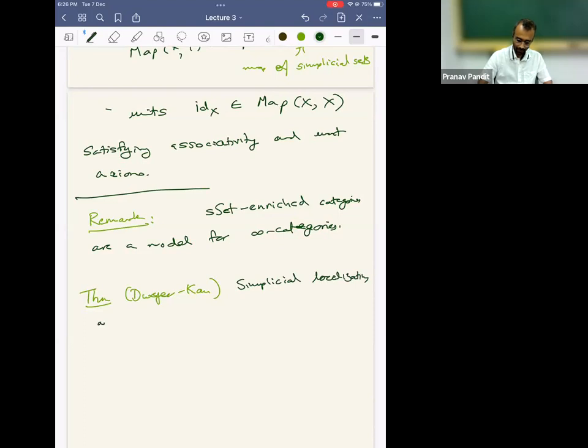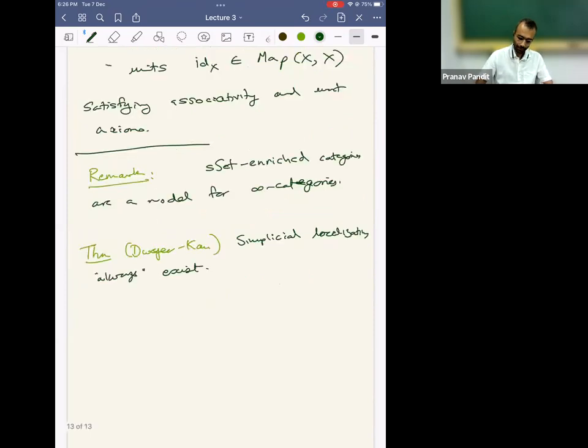I mean, let me just say, always, modulo some set theoretical issues or whatever, like before, always exist. So it's reasonable to say always. I mean, it's essentially always. So you can always construct this guy.